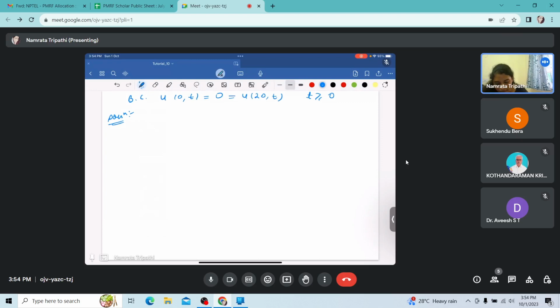After applying the boundary condition, you have to just put the value of L equal to 20, then you can get the expression by problem 2. But in the examination you have to solve. You cannot start from here. You have to solve u of x comma t firstly, then you have to apply the boundary condition.